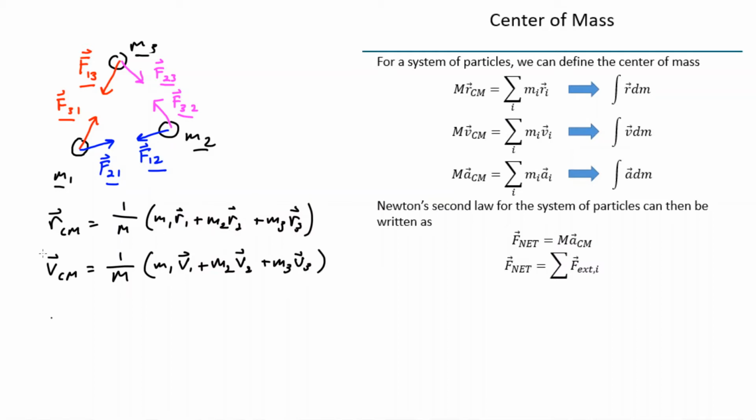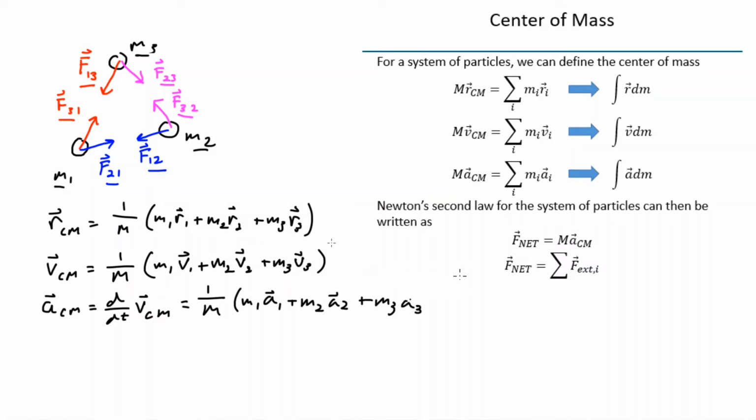Okay. And we can find an acceleration of the center of mass. This is just going to be the derivative with respect to time of the velocity of the center of mass, which I can take inside. It just applies to the v's, and this becomes 1 over m times m1 a1 plus m2 a2 plus m3 a3.